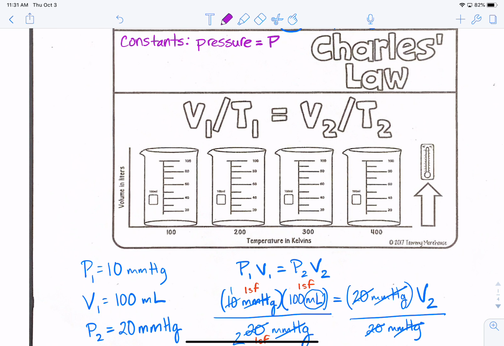Ryan, do you know what the other one is? Gas particles. Number of particles. Exactly. Number of particles. And remember that we give that an N.